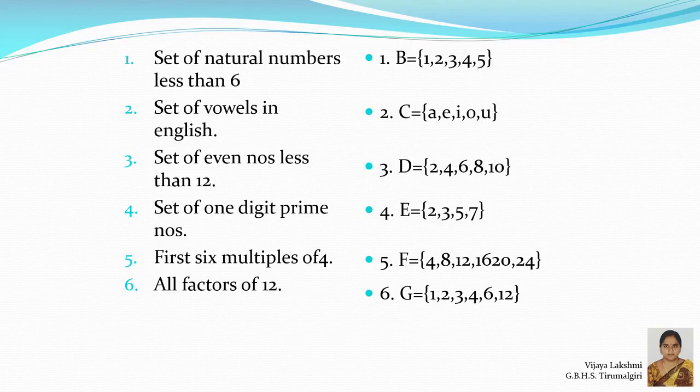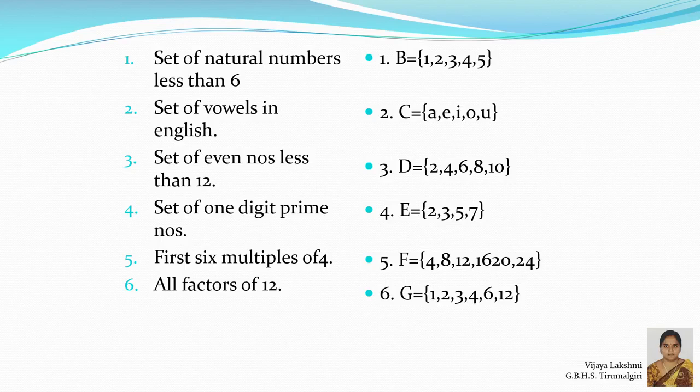The set of vowels in English. In English language, A, E, I, O, U are called vowels. So, we are writing it as a set C having the elements A, E, I, O, U.